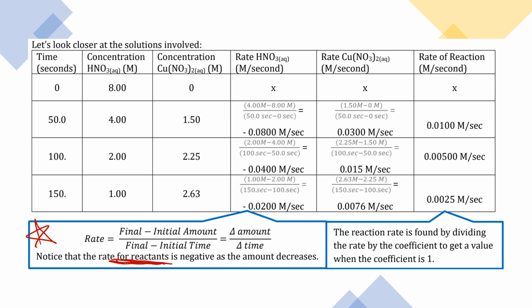So from 0 to 50 seconds, let's just look at the rate of nitric acid for now. It's the final, which is 4 molar, minus 8 molar, divided by 50 seconds. And then your rate is negative 0.0800 molar per second. You also see that the rate of copper(II) nitrate from 0 to 50 seconds is 0.0300 molar per second.